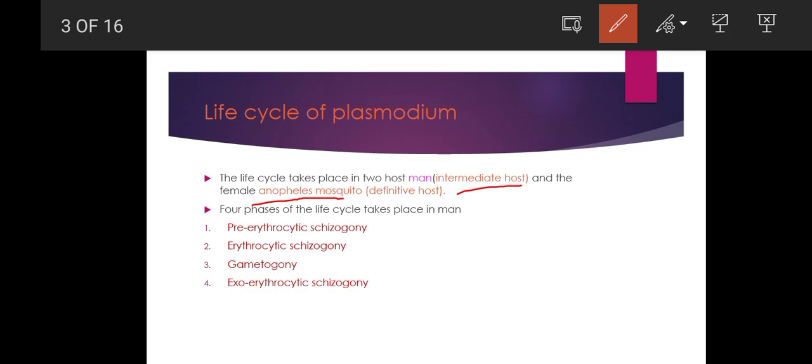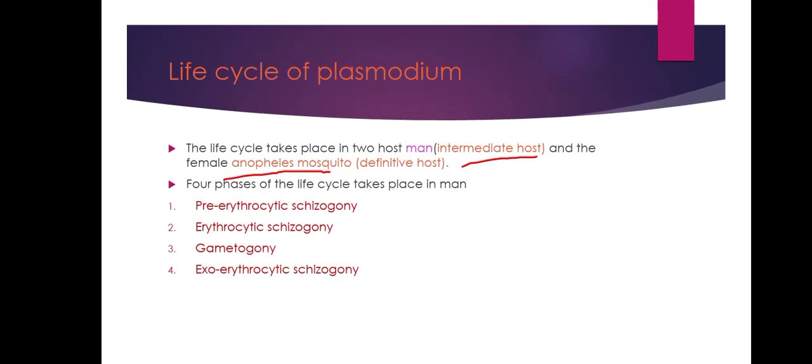Now, in the liver, the sporozoid will affect the cells of the liver, and the sporozoid will be converted to merozoid. So that phase is called the pre-erythrocytic. It means before the erythrocytic phase. So pre-erythrocytic occurs in the liver, where sporozoids are converted to merozoids.